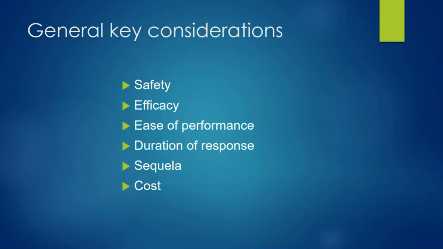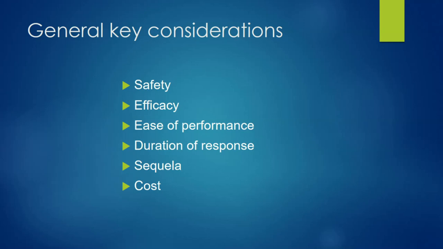But let's go ahead and talk a little bit about neuromodulation, and I really want to give you some practical tips on it as well. And then we'll close out with some case-based discussions with Dr. Ginsberg. So general key considerations that we need to think about whenever we're doing anything for patients with OAB and thinking about third-line therapies is the safety, the efficacy, the cost. How easy is it for us to perform it? How easy is it for the patient to tolerate it? How long is it going to last? And any side effects that we might want to really coach our patients on.